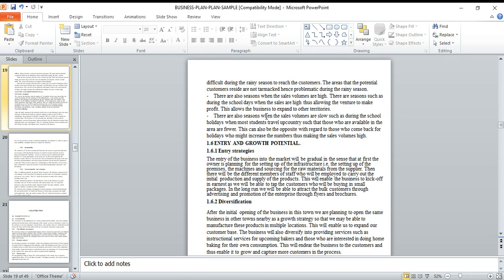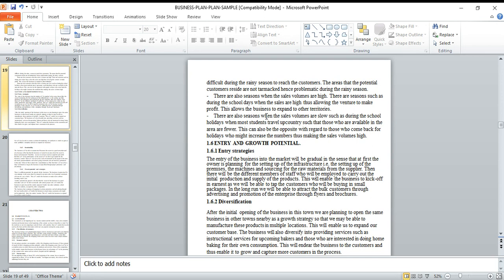Under growth, I've also described how the business will grow. So entry strategies: the entry of the business into the market will be gradual, in the sense that at first the owner is planning for the setting up of the infrastructure, i.e. setting up of the premises, the machine, the sourcing of the raw materials from the supplier. Then there will be different members of staff who will be employed to carry out initial production and supply of the products. You see? So that's how I enter into the market.